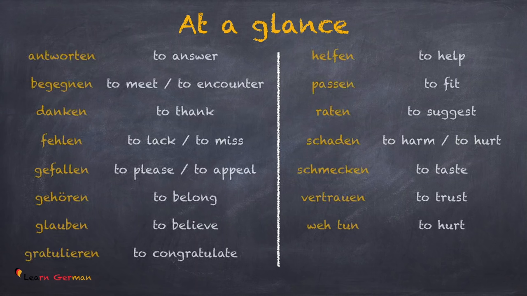So these were the most important verbs with dative case in German. Let's go through them once again. Antworten, begegnen, danken, fehlen, gefallen, gehören, glauben, gratulieren, helfen, passen, raten, schaden, schmecken, vertrauen, wehtun.